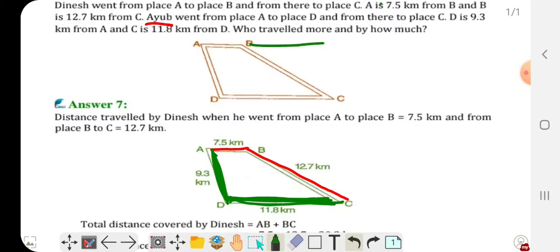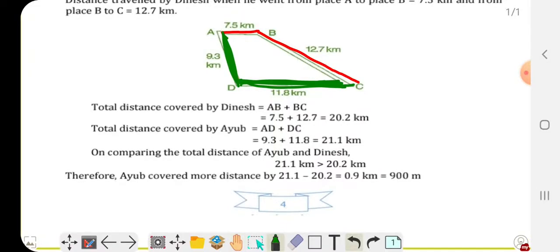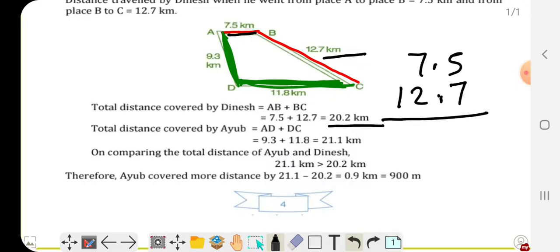They are asking for who traveled more and by how much. So as we want to know who traveled more, for this we have to find out the particular distance covered by individual person. So see here, total distance covered by Dinesh is 7.5 kilometer plus 12.7. The sum is 20.2 kilometer. It will be added like this, 12.7. Decimal should come below decimal. Okay, so it will be 2 and 1. It will be 20.2 kilometer.